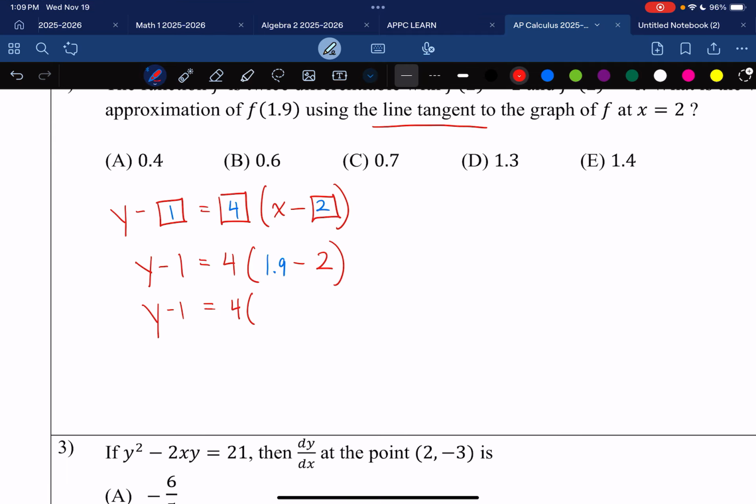This is going to be 4 times -0.1. My stylus is not working quite right. And then when I multiply those, I'm going to get -0.4. And then I'm going to add 1 to both sides. When I add 1 to both sides, I'm going to get 0.6, a positive 0.6 for option B.